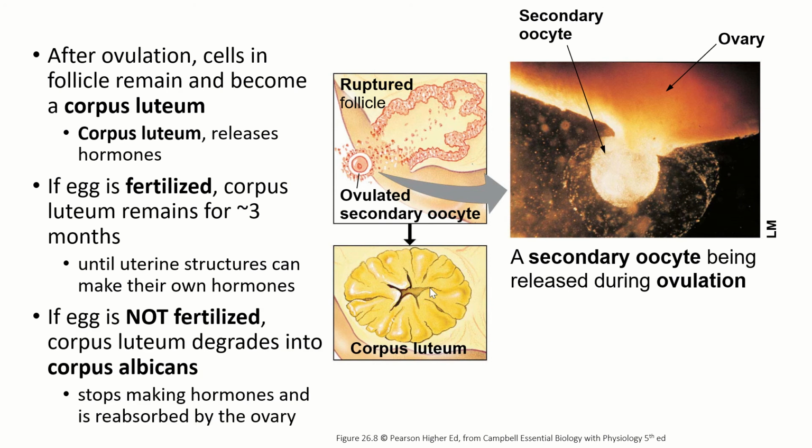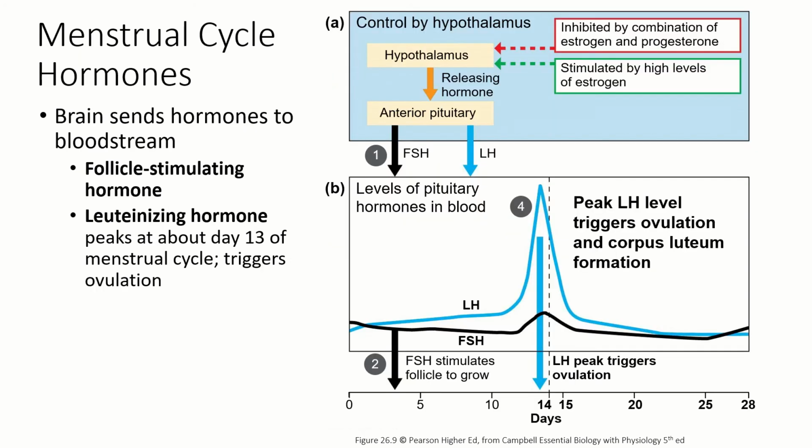Now, if the egg is not fertilized, then the corpus luteum degrades and gets reabsorbed by the ovary. And it turns white. It's called a corpus albicans, which means a white body. And it's at that point that it stops making hormones. It just gets reabsorbed by the ovary. So let's talk about the hormones.